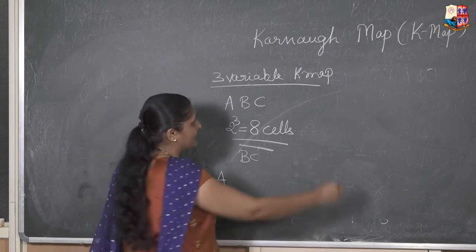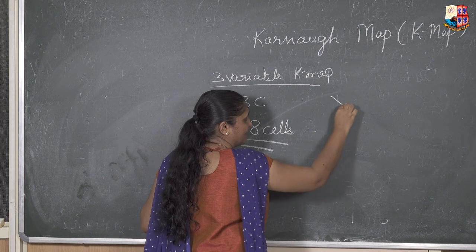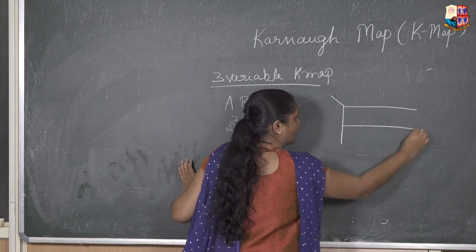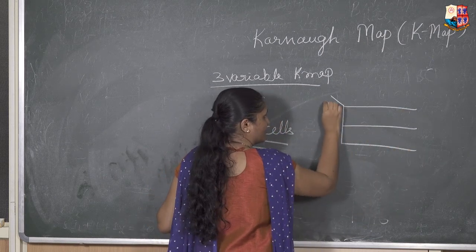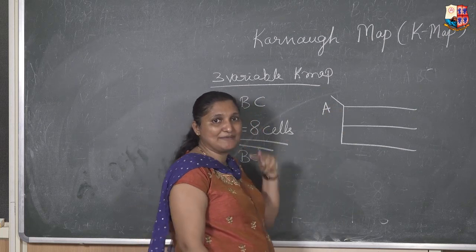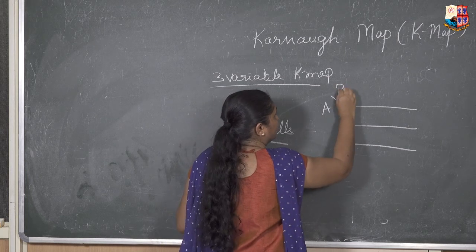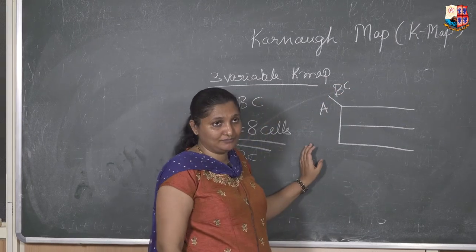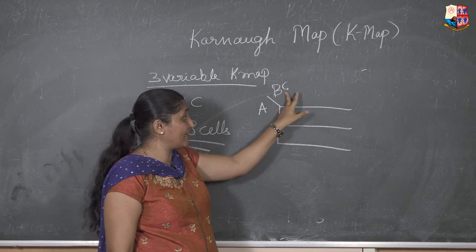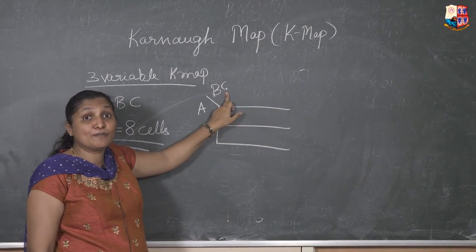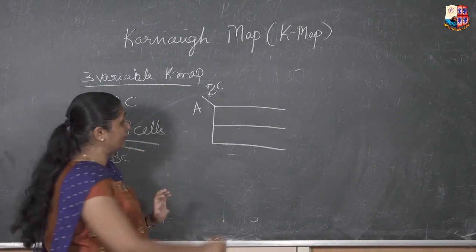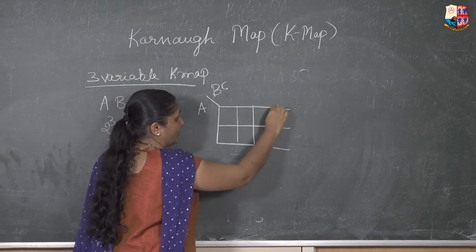Let me draw that. I'll consider first one variable along the row, so there will be two rows, since one variable can take two possible states, and two variables along the column. When I take two variables, there will be 4 possible minterms, therefore I have to draw 4 columns.